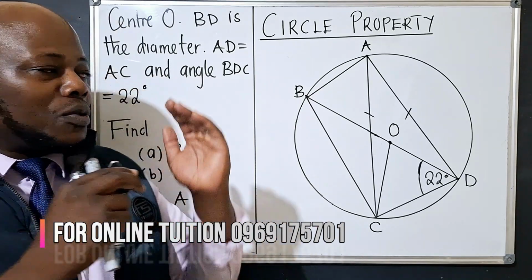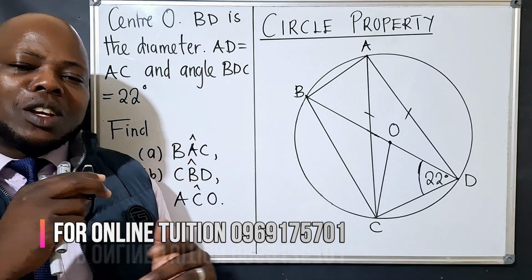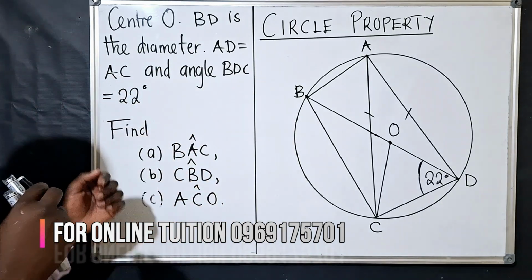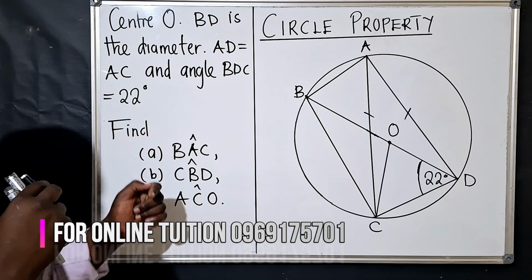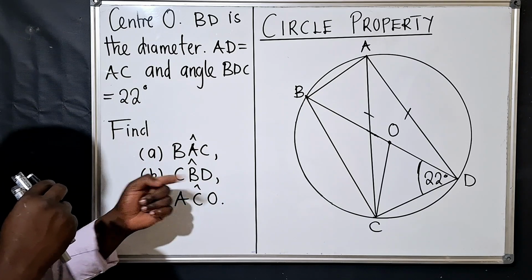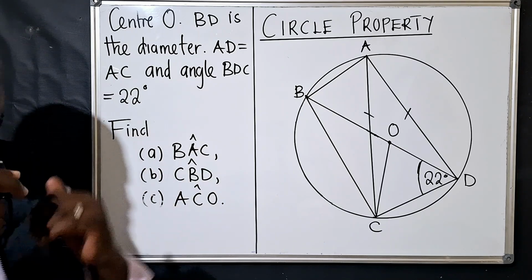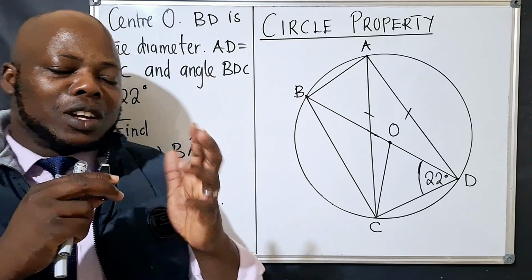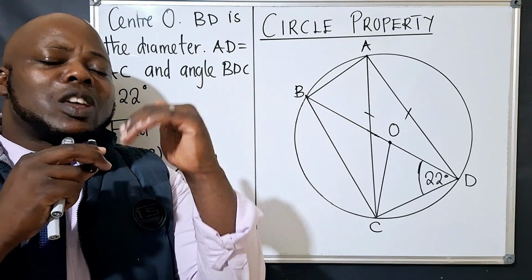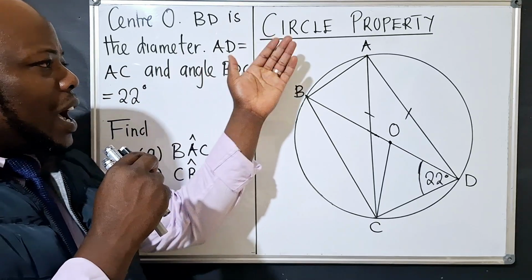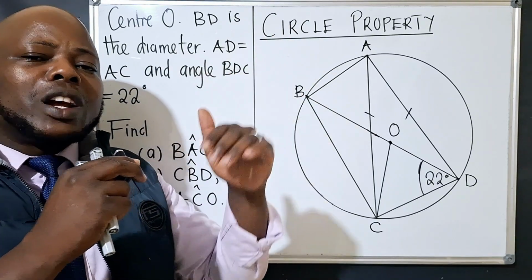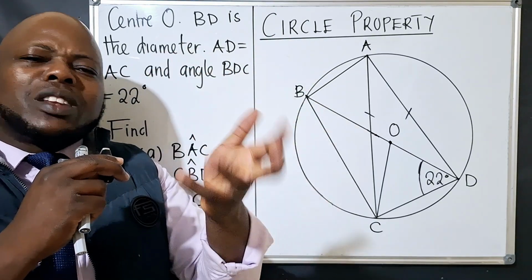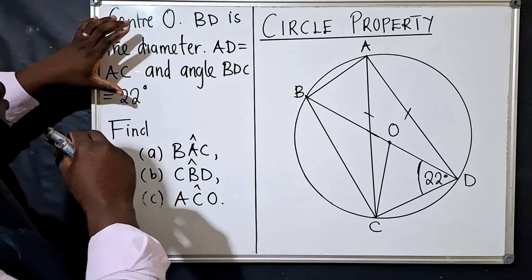Look at this. We've got a question right over here. We need to find angle BAC, CBD, ACO. There are three angles that we're supposed to find. It's very important that you understand the question when you've been given any question on circle theorems. Should I say you understand the statement that you've been given? We've got this statement right here.